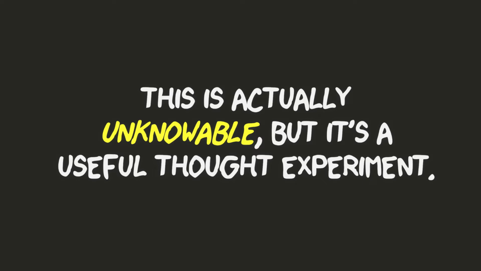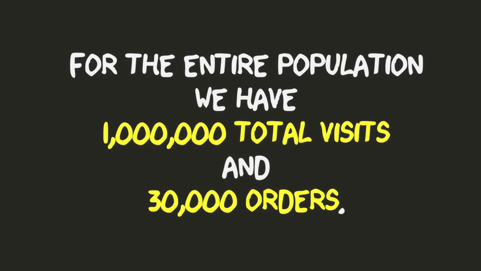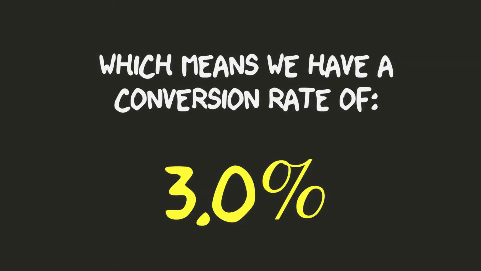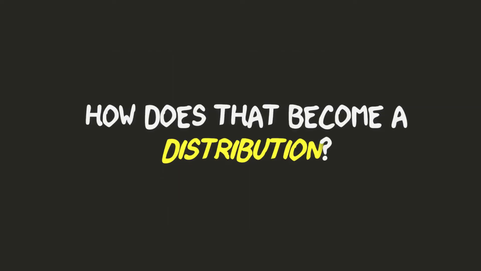We don't actually know the population, but we're going to use it for this thought experiment. It's going to be a relatively small population. We're going to say that our total population is 1 million total visits, or total sessions or observations, whatever. It could be visitors. And we're going to say that we have 30,000 orders across those 1 million total visits, which means we have a conversion rate of 3%, right? 30,000 divided by 1 million is 3%. Pretty straightforward. That's our conversion rate.